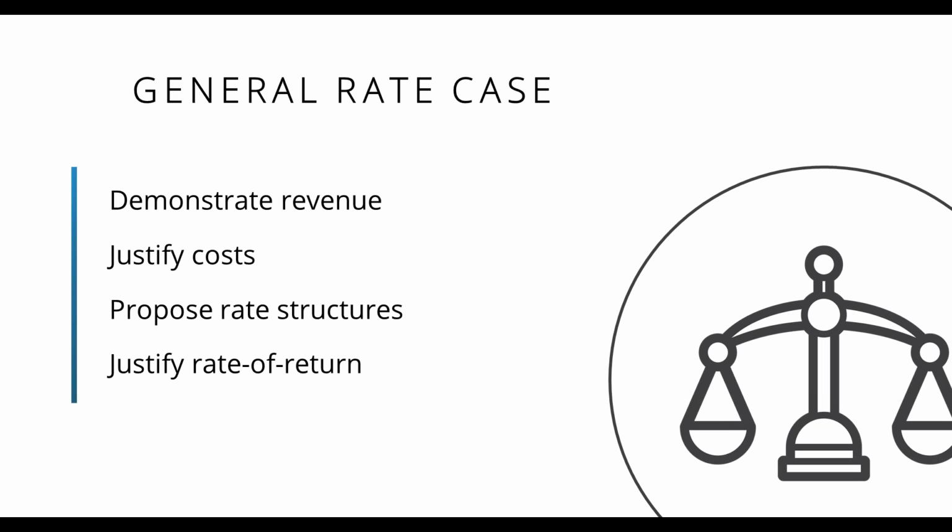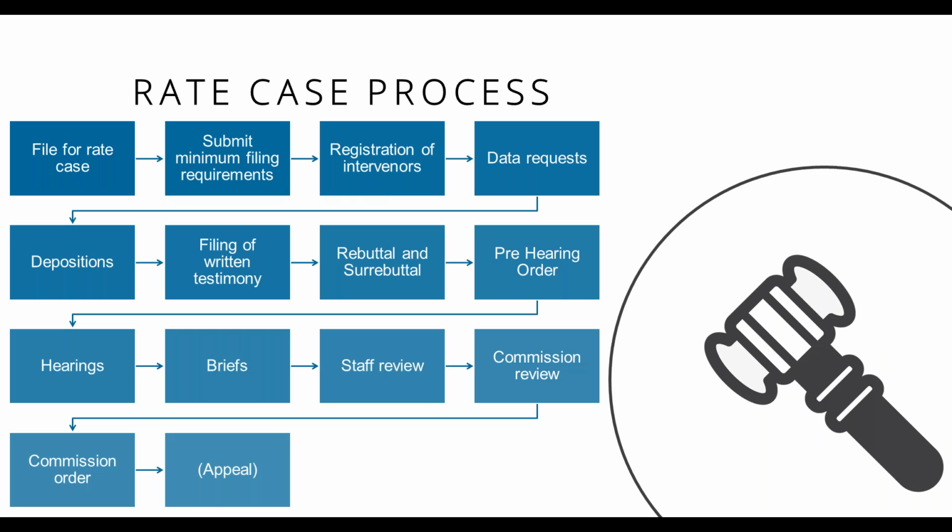These are the general steps that occur during a rate case. After you determine your revenue requirement, you need to justify the costs that are associated with that revenue requirement, the so-called prudency test, come up with rate structures, and then come up with this rate of return number.